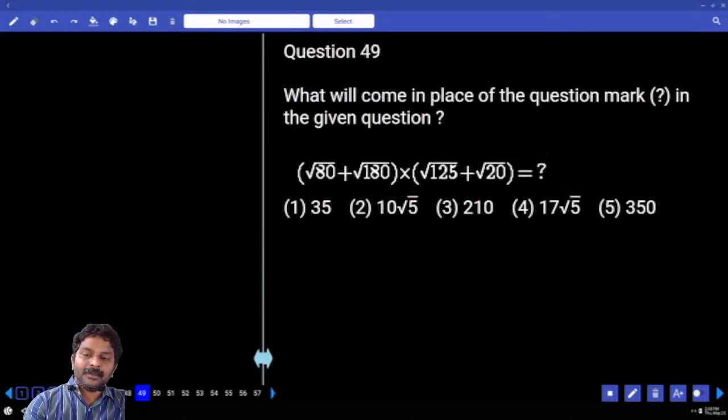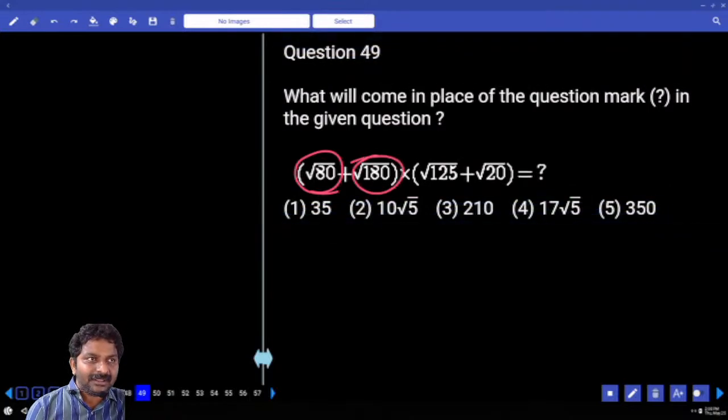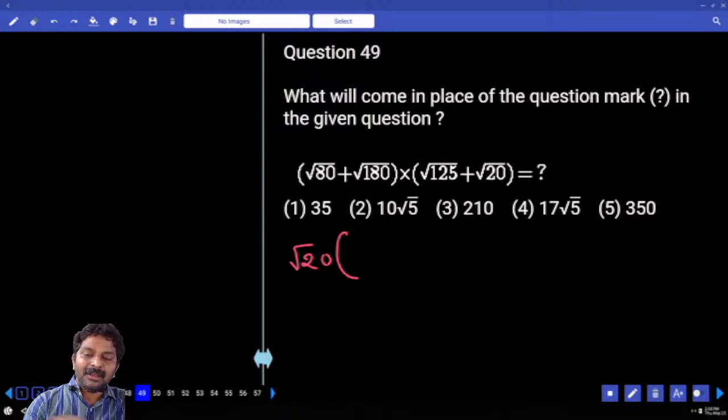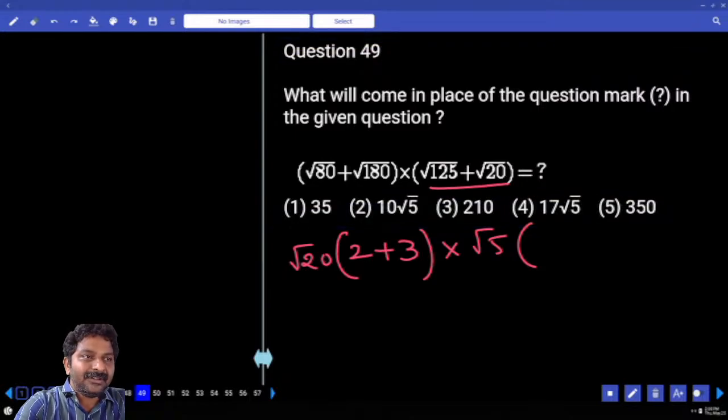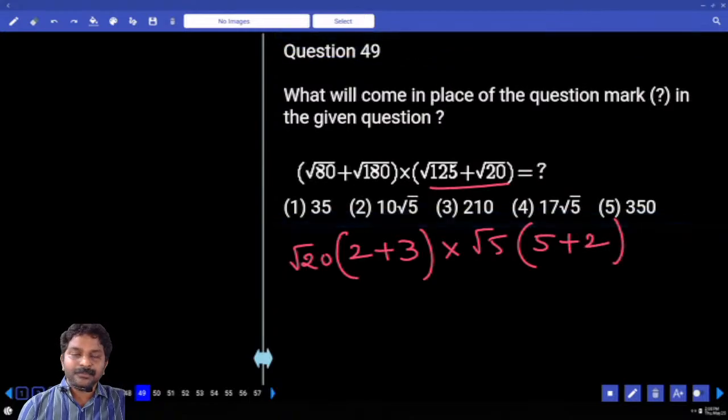Right? So we have a bracket for the first two numbers. What do I identify as the common factor for 80 comma 180? 20 only. If you take under root 20 common, how much is left in the first number? Root 4. What is root 4? Next, second number, 9, root 9, 3 into. Again, for 125 and 20, what is the common factor? Root 5. If you take root 5 common, how much is left? Root 25, which is 5, plus root 4, 2.